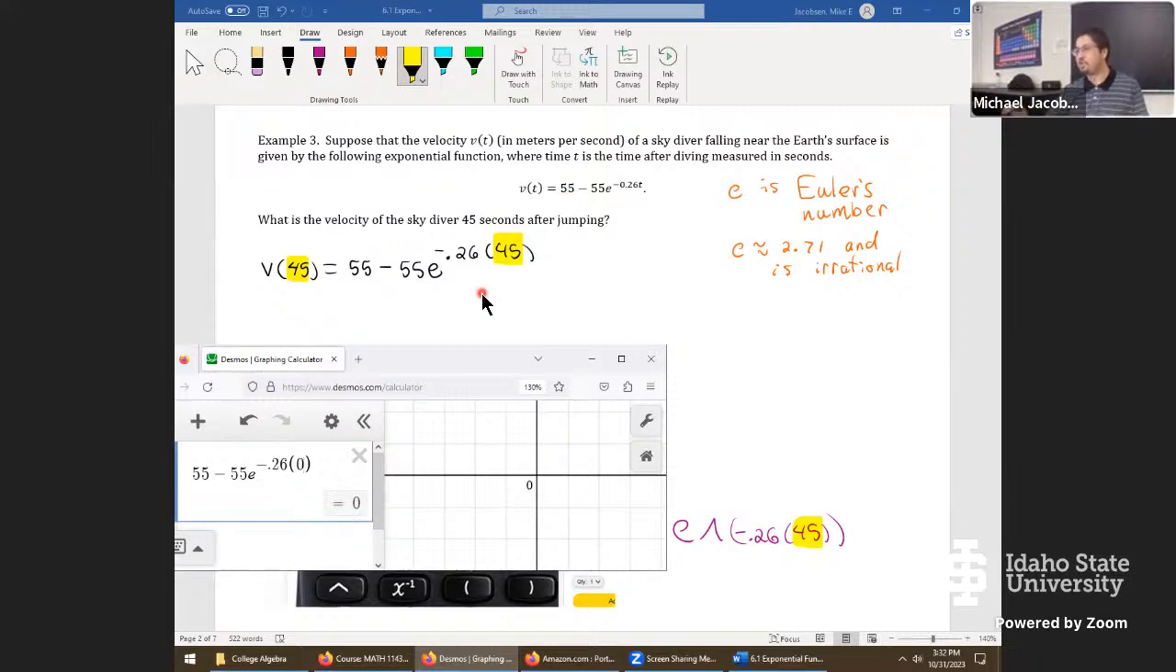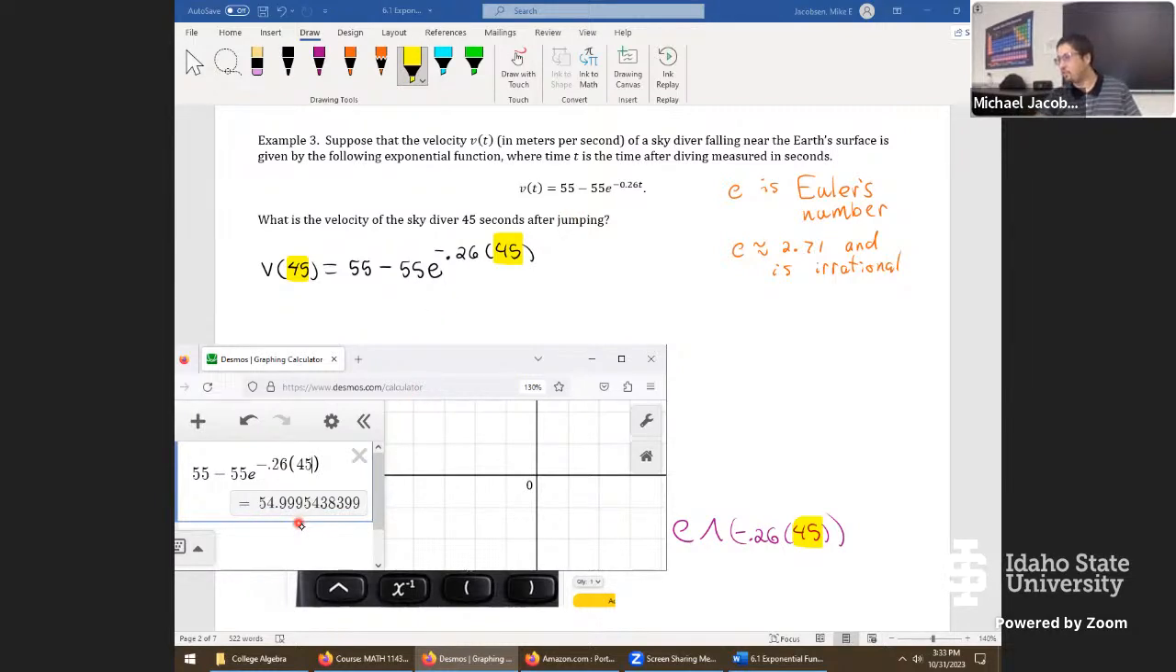If we put in 0, we get a value of 0, but that would make sense. 0 is when they're about to jump, right? They're not moving vertically downwards at all at time 0. 1 second later, they're moving 12 meters per second. 2 seconds later, it's 22 meters per second, and then it just keeps on going. But once we get to 45 seconds, we're extremely close to that terminal velocity of 55 meters per second for that skydive. So I'd probably take this.